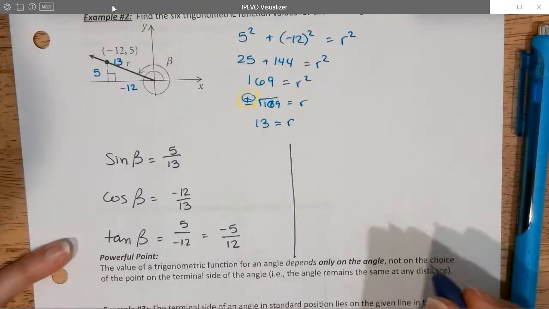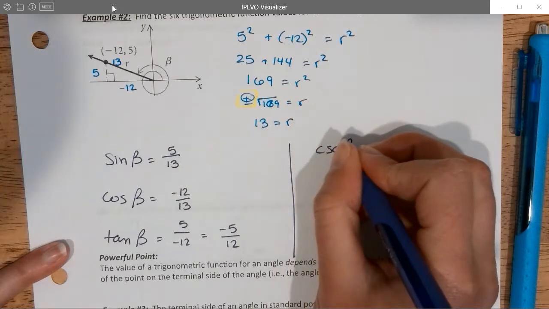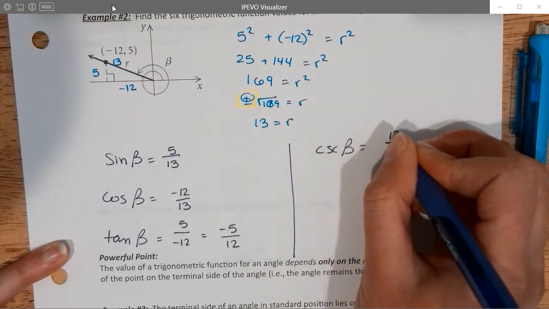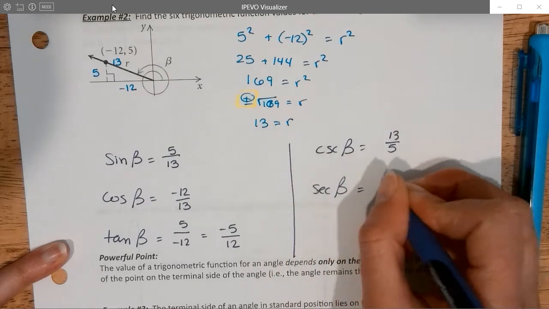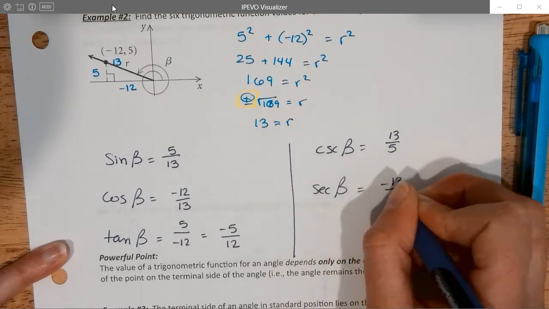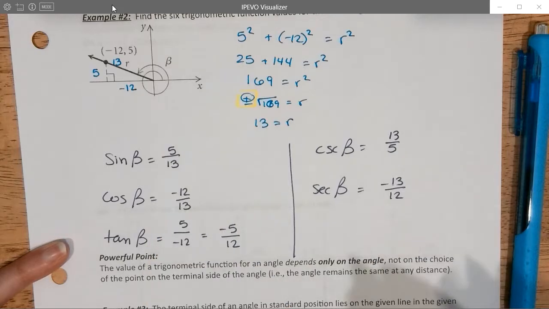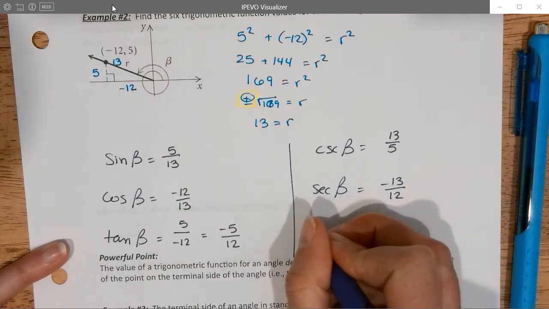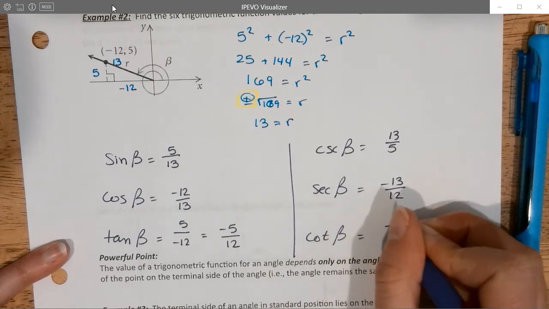Then, keeping that in mind, as I flip these, cosecant will be 13/5. Secant beta will be negative 13/12. Again, it doesn't matter where the negative is, just that there is one negative. And so the ratio is negative 13/12. And then the cotangent of beta is negative 12/5.